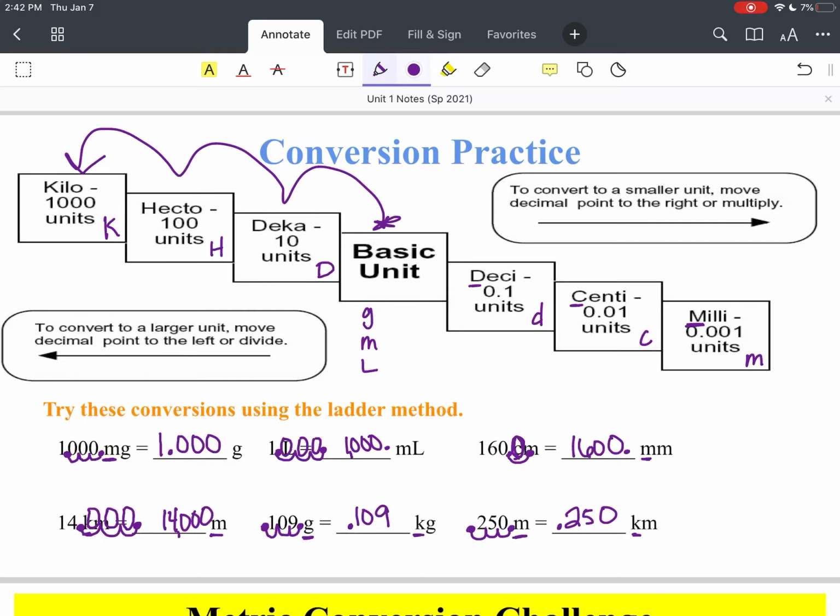Okay, so all you're doing is you're just going to count your steps, and then move the decimal the same direction. That's the key. A lot of times people forget, same direction. If you jump to the right, move your decimal to the right.